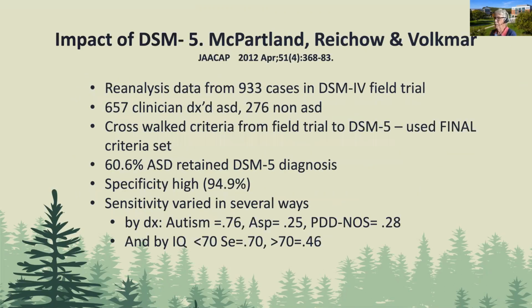My colleagues Jamie McPartland, Brian Reichow, and I did a reanalysis of 933 cases that we could find from the DSM-4 field trial set, where we found the original paper criteria ratings, actually. And we went back and did a crosswalk to the new DSM-5 criteria and found that of the cases with ASD, 60% retained their diagnosis, which means 40% lost. The sensitivity was high. So if you got a label of autistic disorder, yes, you sure had autistic disorder. But we saw that there were really great variations with IQ and also by diagnostic label.